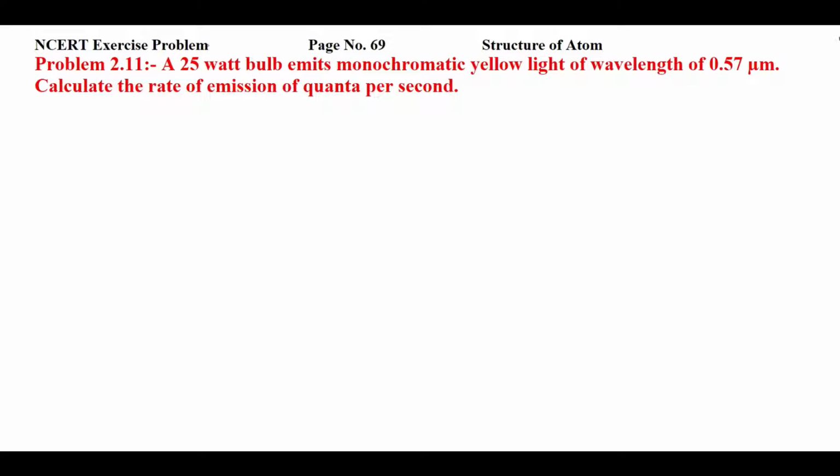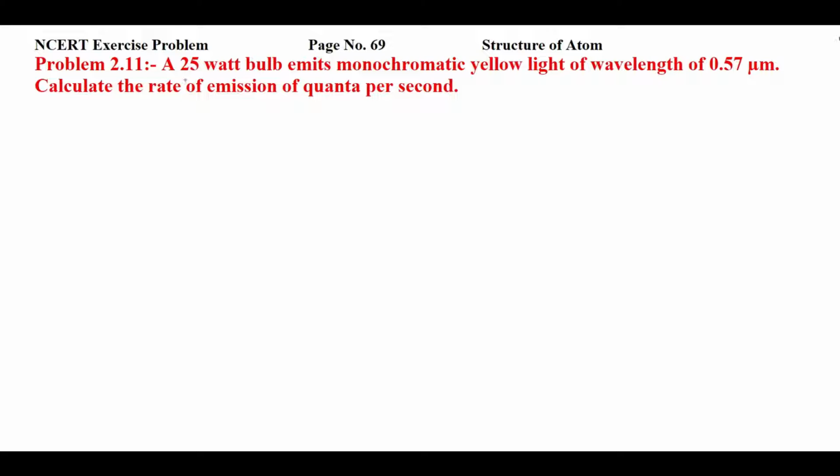Students, this is NCERT exercise problem 2.11 from page number 69 of Structure of Atom, right? So let's read this statement. A 25 watt bulb emits monochromatic yellow light of wavelength of 0.57 micrometer. Calculate the rate of emission of quanta per second.